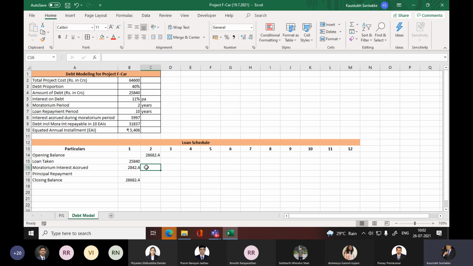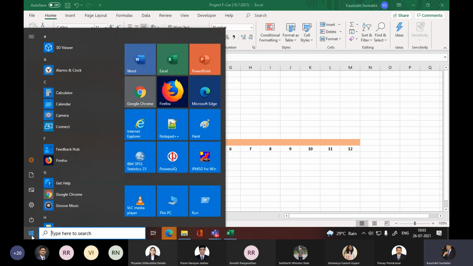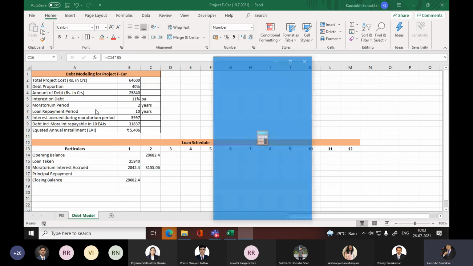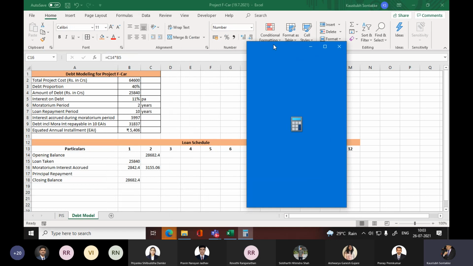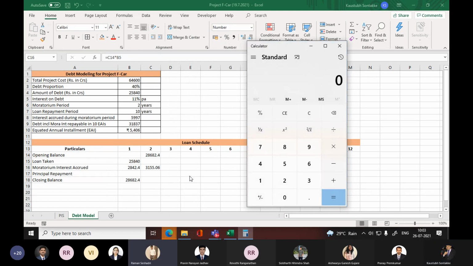Now how much is the interest that we have in the second year? Now moratorium interest in the second year is equal to, okay, obviously it is opening balance multiplied by 11%. So that is your interest accrued in the second year. Sir, tell me. Sir, can't we do the B8 minus the moratorium interest of first year?